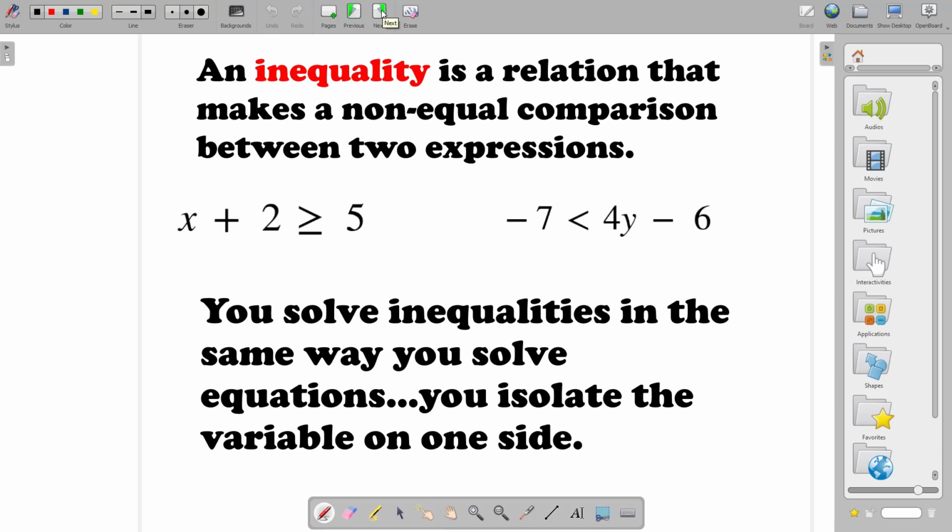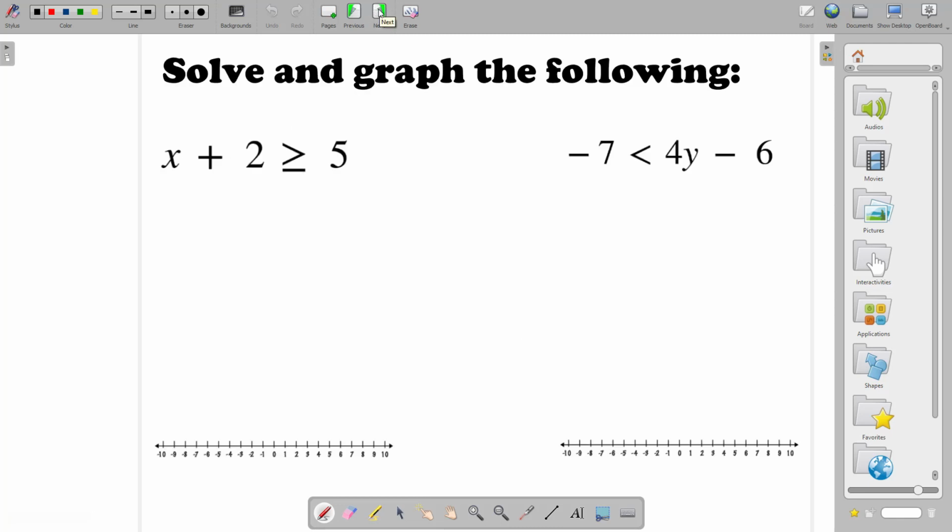Well, let's talk about what an inequality is. It is a relation that makes a non-equal comparison between two expressions. In other words, it's sort of like an equation, but instead of an equal sign, we have an inequality sign in between the expressions. In order to solve an inequality, we do the same thing we do when we solve equations. We isolate the variable on one side of the inequality and get everything else on the other side. So let's jump in and look at a few.